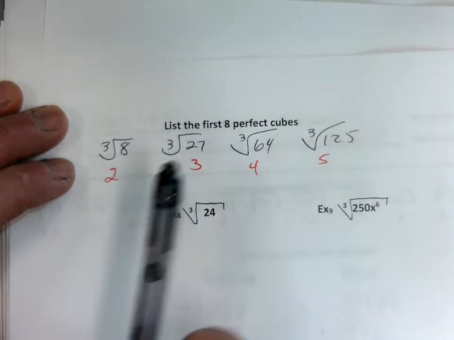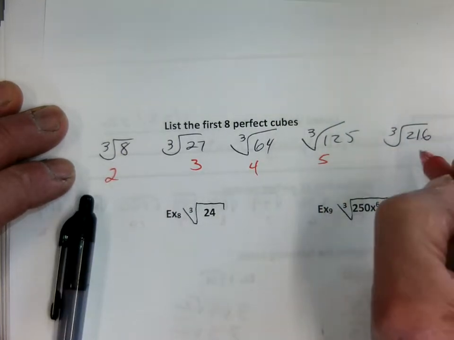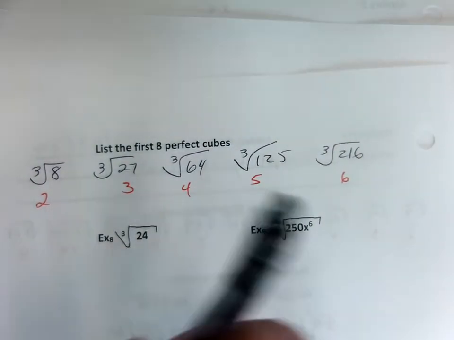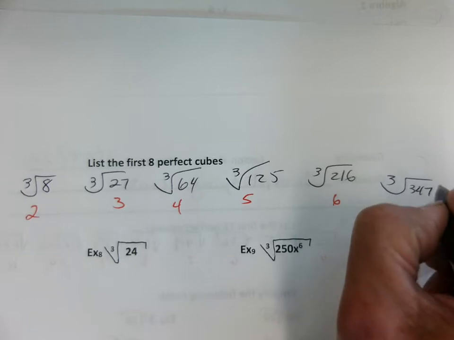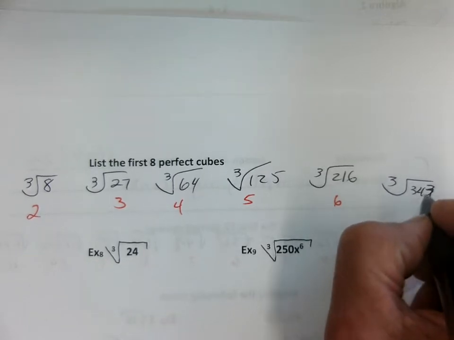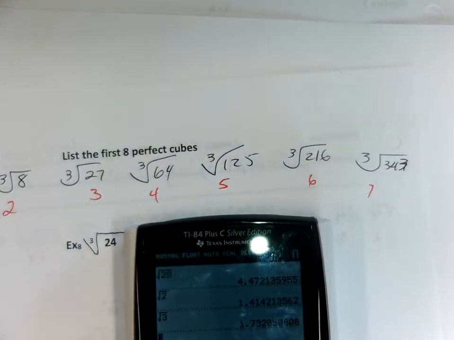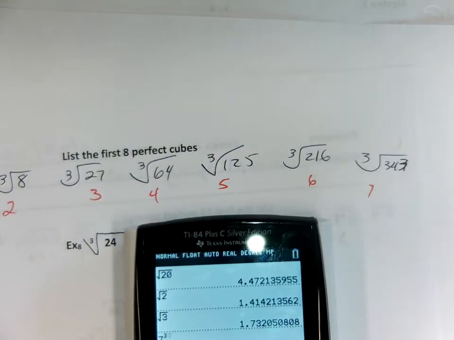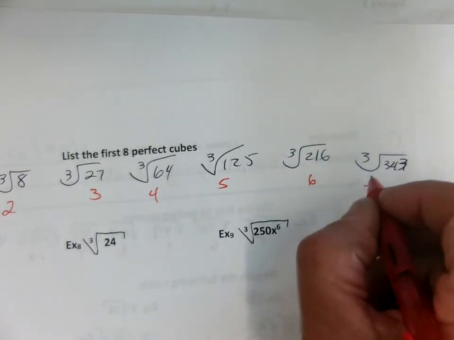And I'm just going to probably go to the next one. Cube root of 216 is 6. I guess I can go one more. I got room. Cube root of 343, I think it is 7. I'll double check that one. I'm pretty sure that's right. What is 7 cubed? Yep, 343. Okay. All right, now we're going to do the same thing with cube roots, okay?